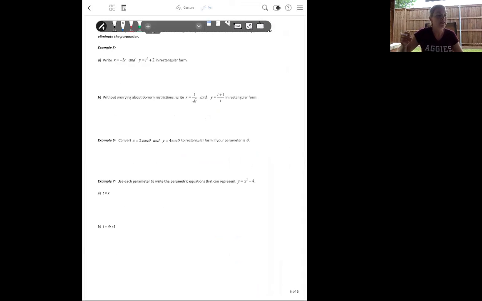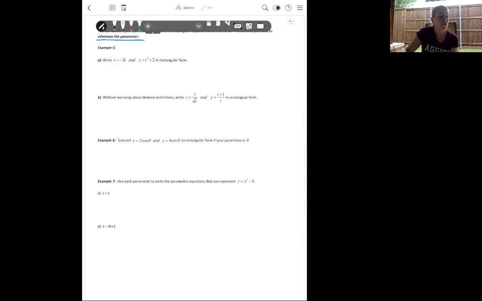All right, last bit. You can convert your parametric equations to rectangular equations and vice versa. So parametric, an x equation and a y equation in terms of t. Rectangular equations are functions y defined by x. So we can go back and forth between parametric and rectangular. To do this, you need to eliminate the parameter.